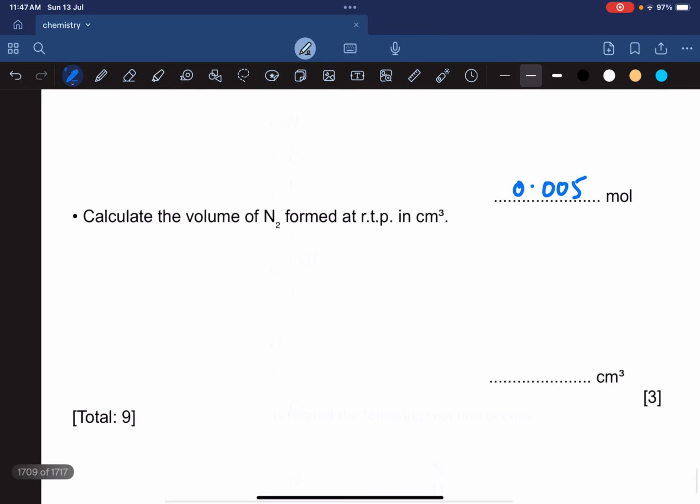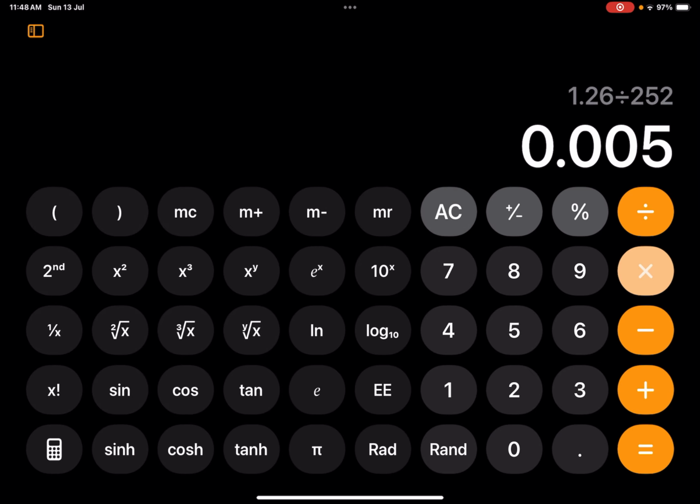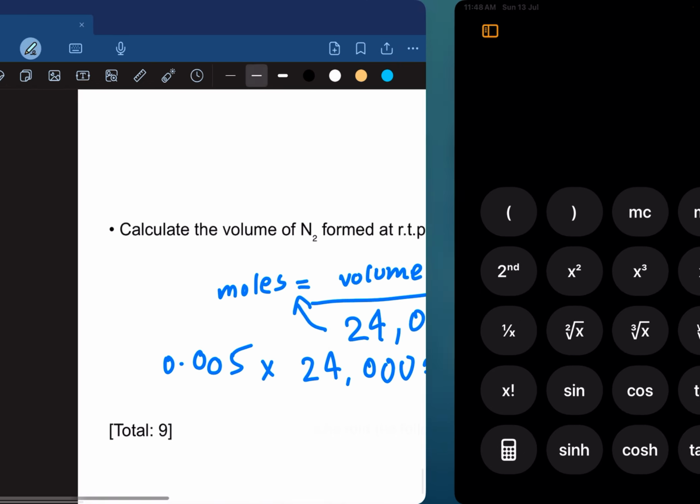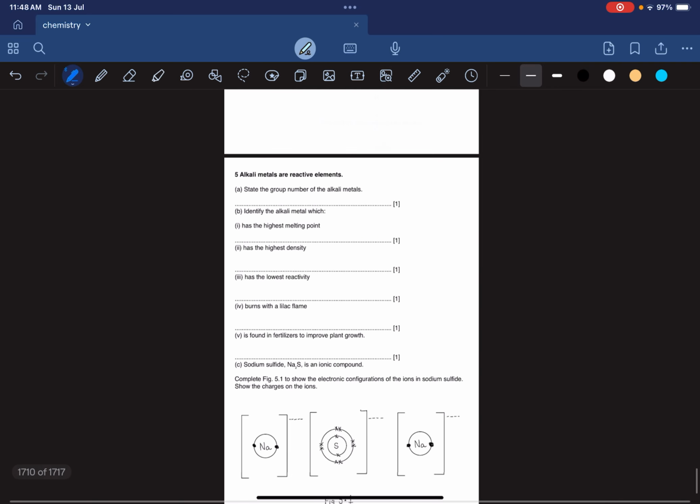Calculate the volume of N2 formed at RTP. Simple. Moles equal volume divided by 24, and when it's in cm cube, 24,000 cm cube. So moles is 0.005, multiplied by 24,000. That's going to give you your volume. So 0.005 multiplied by 24,000 gives me 120 cm cube. Done with this thing. Moving on.